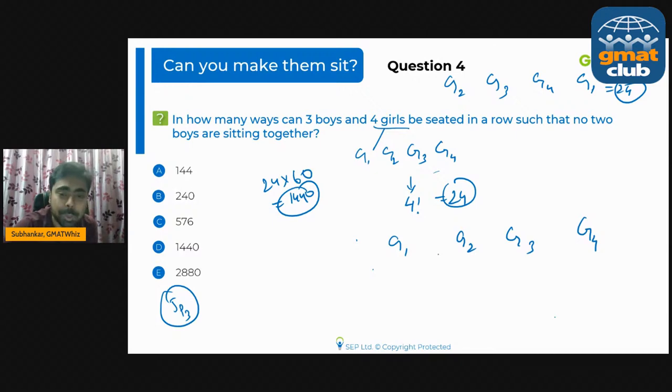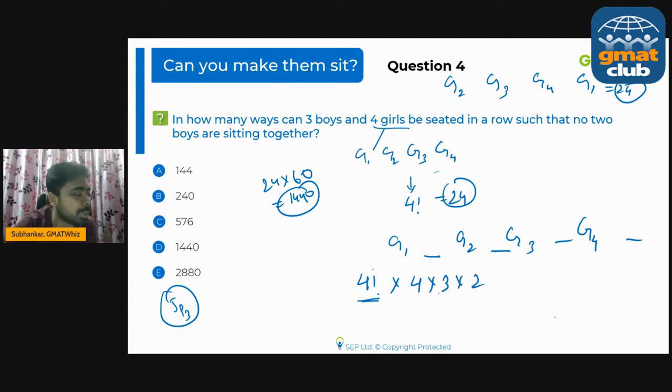If that is the scenario, then obviously this is not a place where I can make the boy sit. So the places I have now are these 4. So what I'll do, 4 for the first boy, so 4 ways, then 3 ways, then 2 ways. So my answer will change in this way.